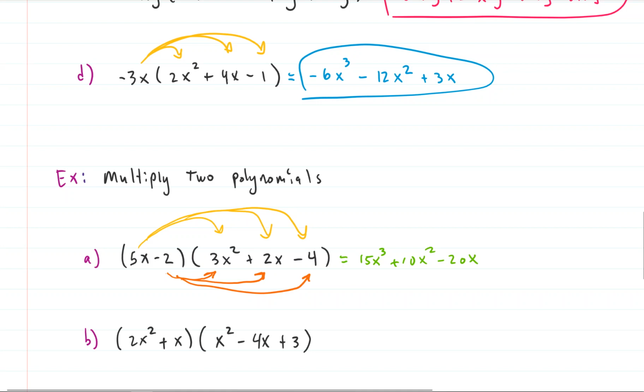And now, I'm going to change colors here, because we're going to multiply the -2 through. So -2 times 3x squared is -6x squared. -2 times 2x is -4x. -2 times -4 is +8. Now we just collect like terms and we're done.